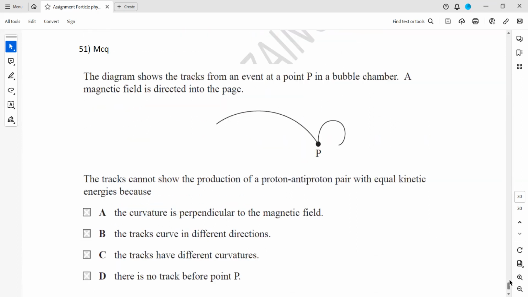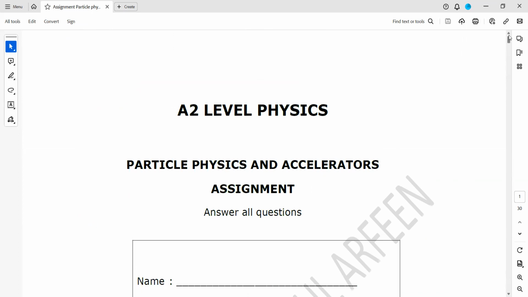So this was the particle physics MCQs. Anyone else, in case I missed your doubt in particle physics?